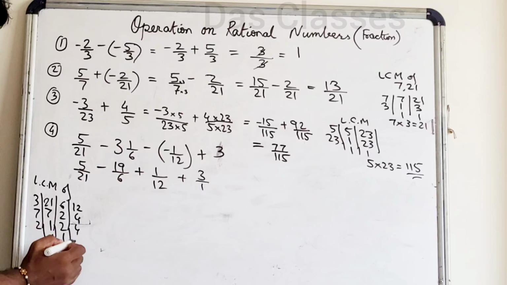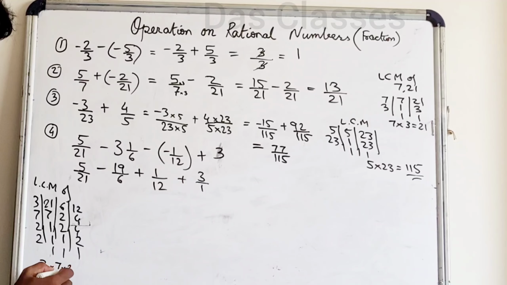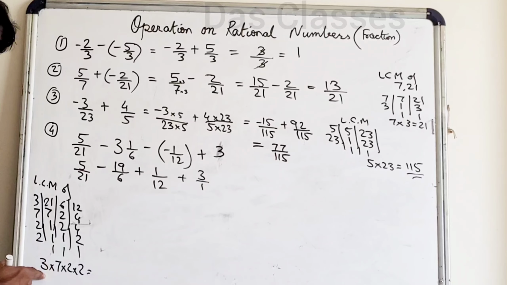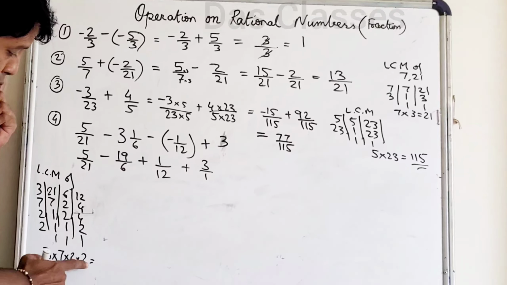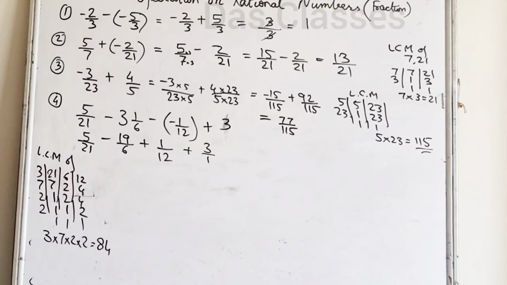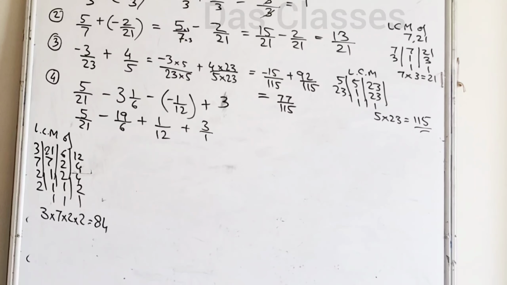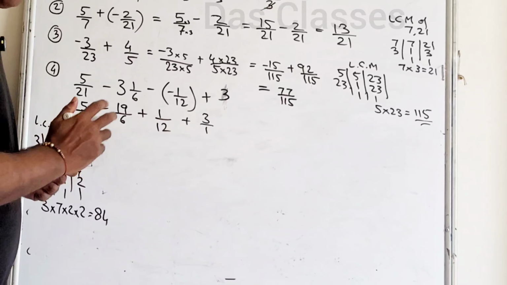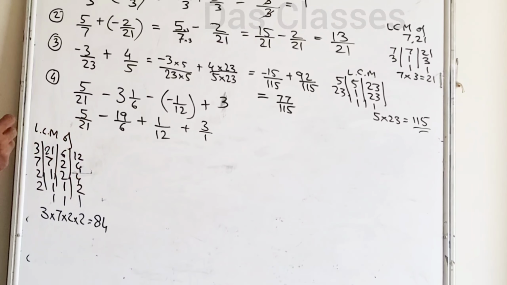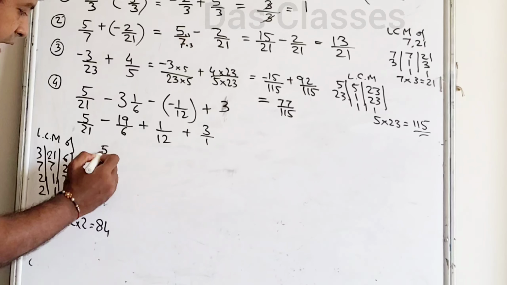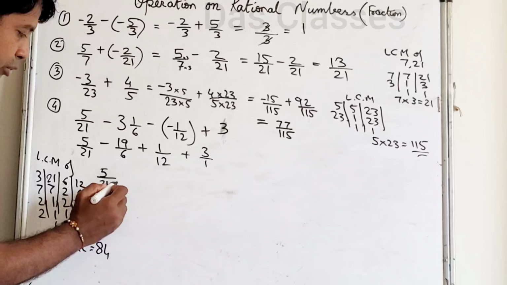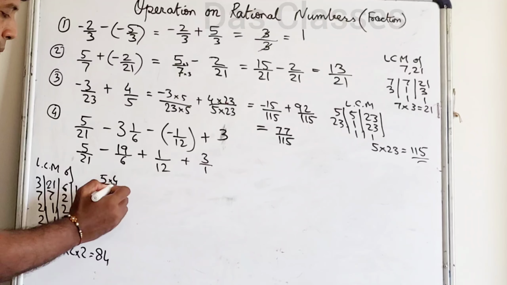2 1s are, 2 2s are, and 2 1s are. So the LCM number is 3 into 7 into 2. These are the factors. So 7 3s are 21, 21 2s are 42, 84 is the LCM. So as we have got the LCM 84, all the numbers should have 84 in their denominator. So how will you do it? 5 upon 21 into 4 is going to be 84. So we have to multiply by 4.